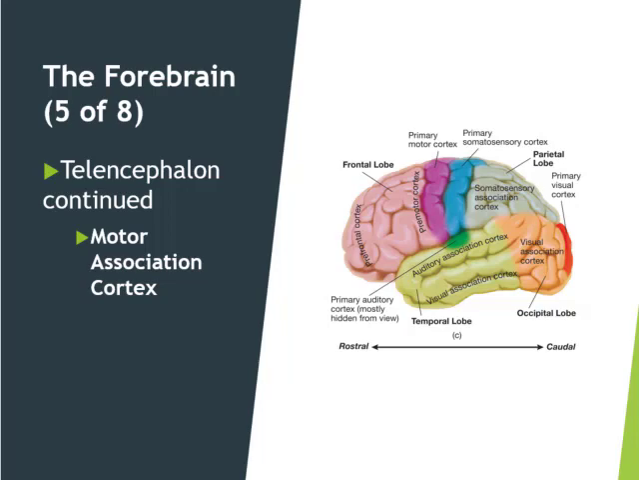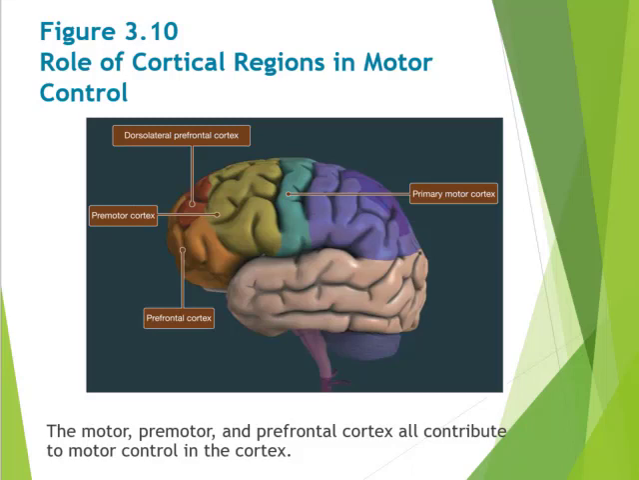So the motor association cortex is a region of the frontal lobe that's rostral, or closer to the nose, relative to the primary motor cortex. And it's also known as the premotor cortex right here. It's involved in planning and execution of movement. The primary motor cortex is shown in this illustration as a region in the posterior frontal lobe. Again, its rostral end is the premotor cortex.